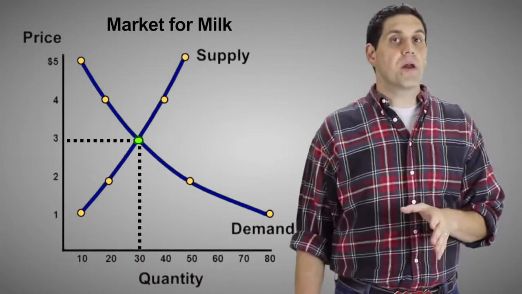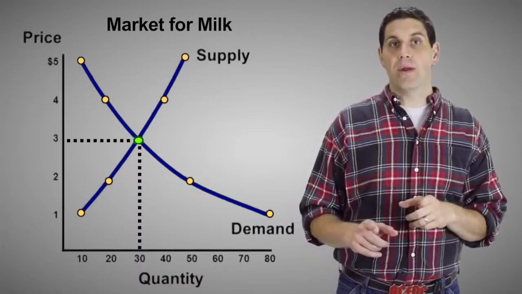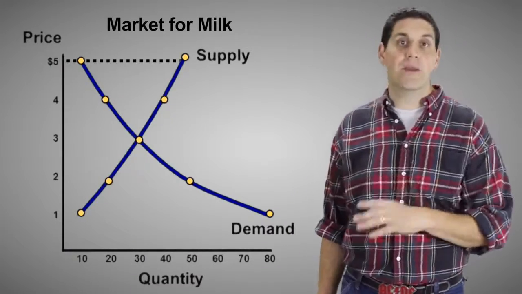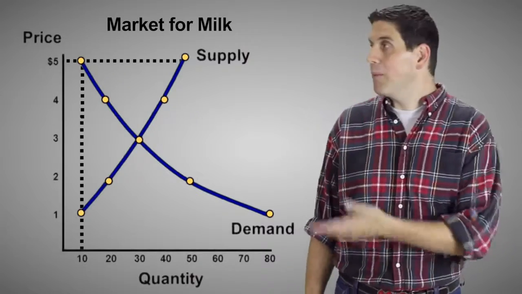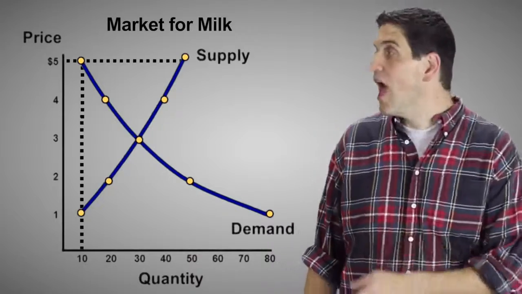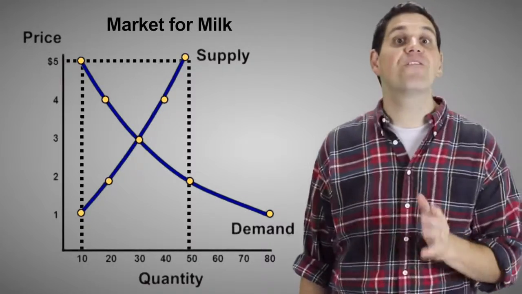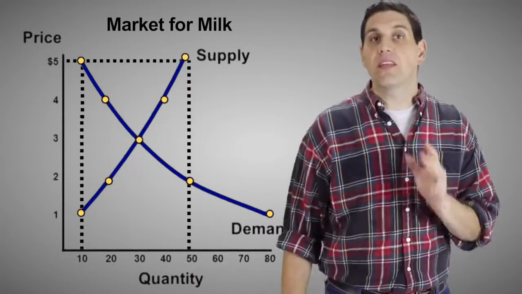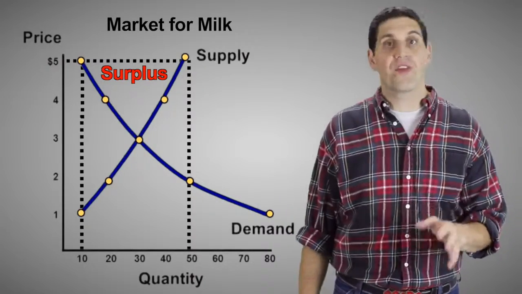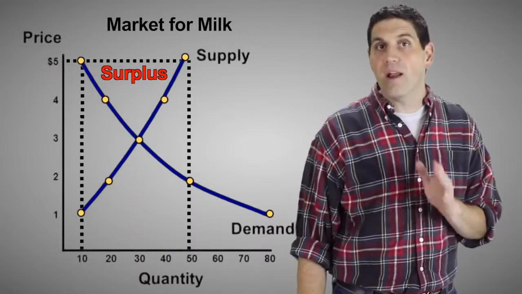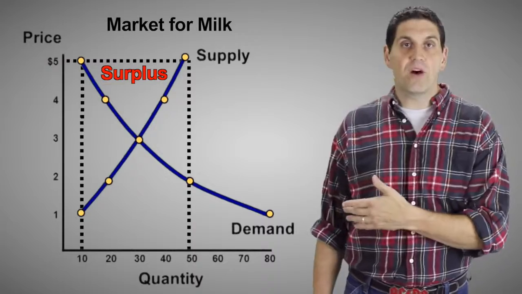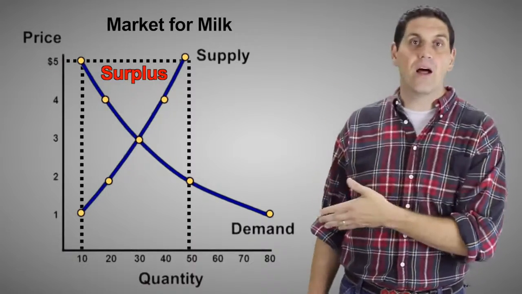Again, that's called equilibrium. But what if we're at disequilibrium? What if the price is way up here at $5? The quantity demanded is only going to be 10 gallons, right? When the price goes up, people don't want to buy as much milk. But when price goes up, producers want to produce more milk. And the quantity supplied is going to be right here at 50 gallons of milk. The result is going to be something called a surplus. A surplus is when the quantity supplied is greater than the quantity demanded. And how much is the quantity of the surplus? Well, in this case, it's 40 gallons of milk. It's the 50 gallons of milk that were produced minus the 10 gallons that were actually bought.